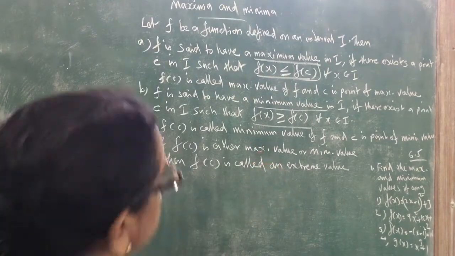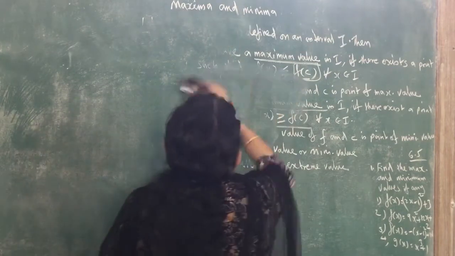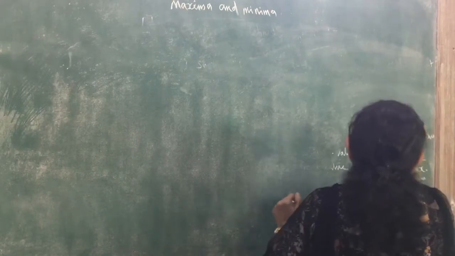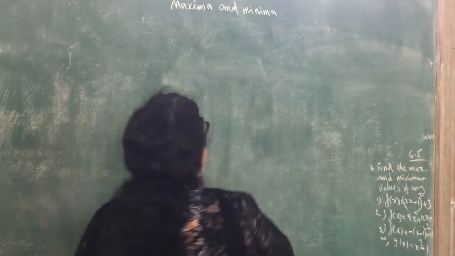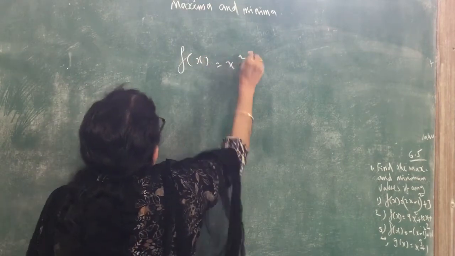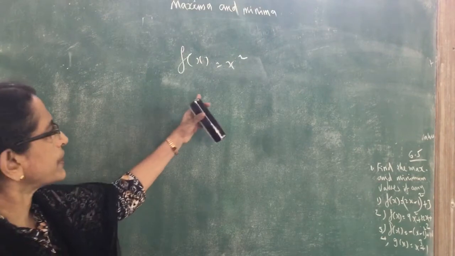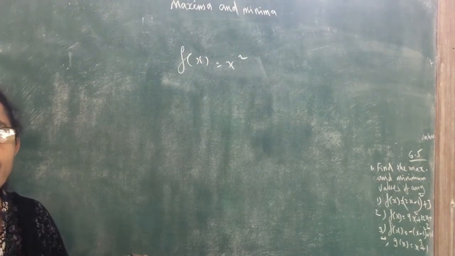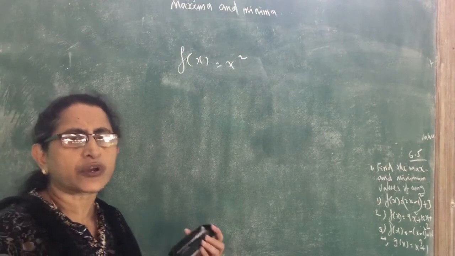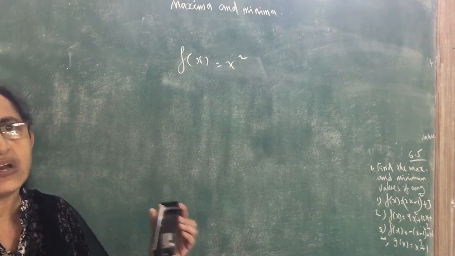Now we will do some examples. Consider the function f of x equal to x square, for every x belongs to R. Here the domain is the set of all real numbers. Now we can find the maximum value or minimum value, if the function has any.